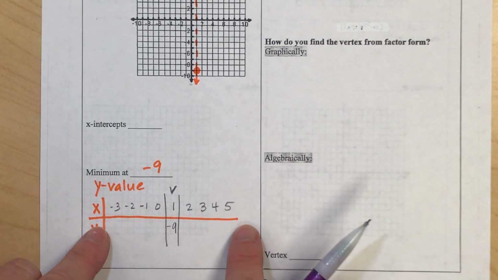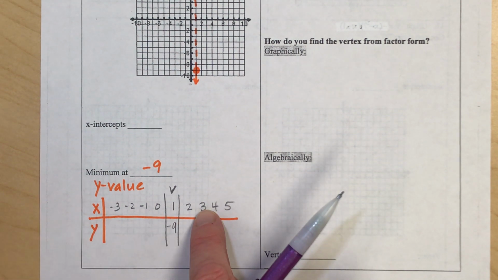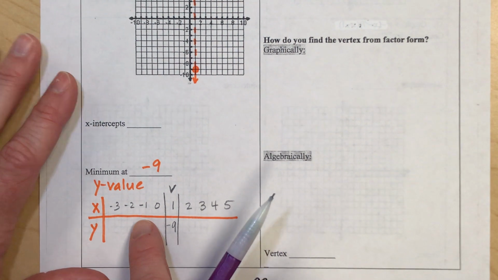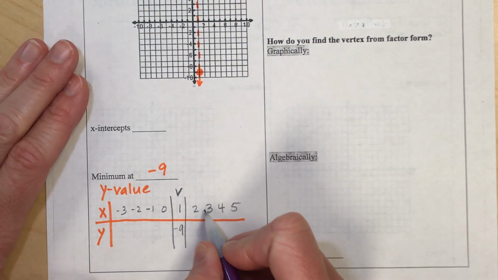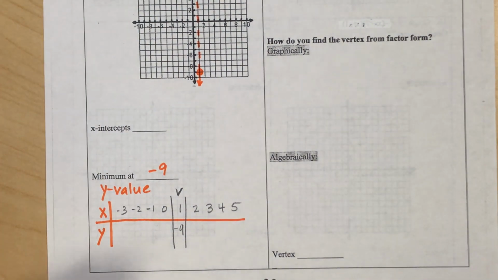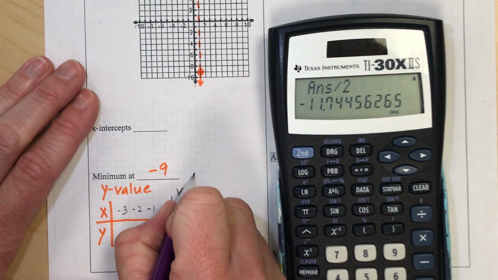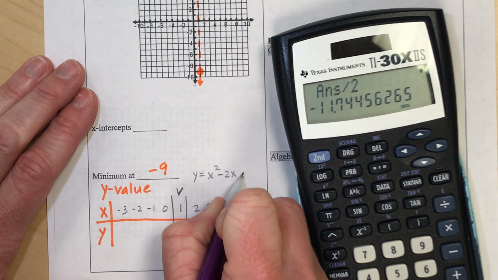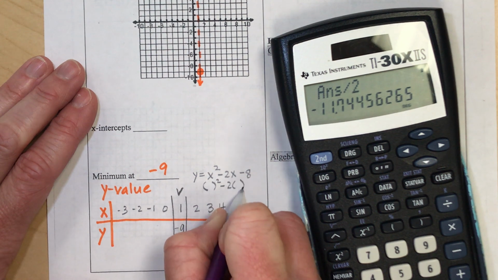It should be symmetric around the vertex, so if I find 2, I should get the same answer for 0. And if I find what my function is evaluated at 3, meaning if I plug 3 into the x, I should get the same output as I would at -1, because it should be symmetric as you go to the right and to the left. So here, what I'm going to do is actually use my calculator to make this process a little quicker. And I'm going to write down our function up here, y equals x squared minus 2x minus 8.